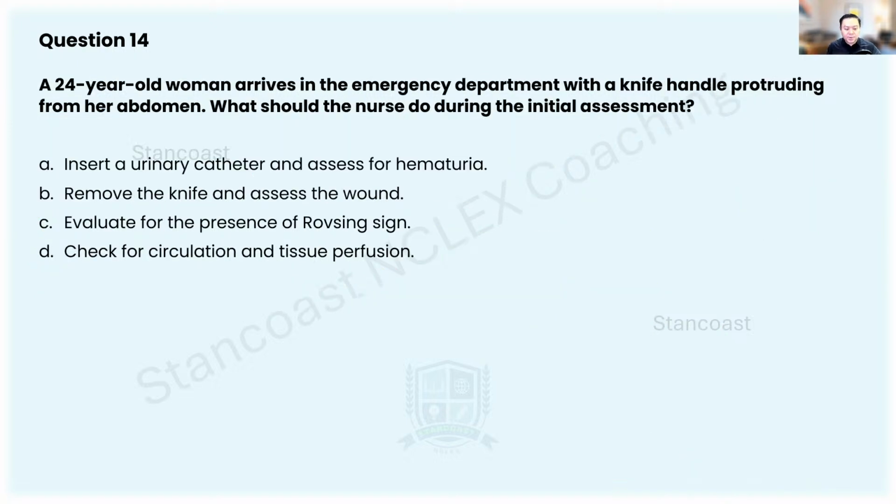Let's talk about number 14. A 24-year-old woman arrives in the emergency department with a knife handle protruding from her abdomen. What should the nurse do during the initial assessment? Is it A, insert a urinary cath and assess for hematuria? B, remove the knife and assess the wound? C, evaluate for the presence of Rovsing sign? And D, check for circulation and tissue perfusion. What will you do this time, guys?